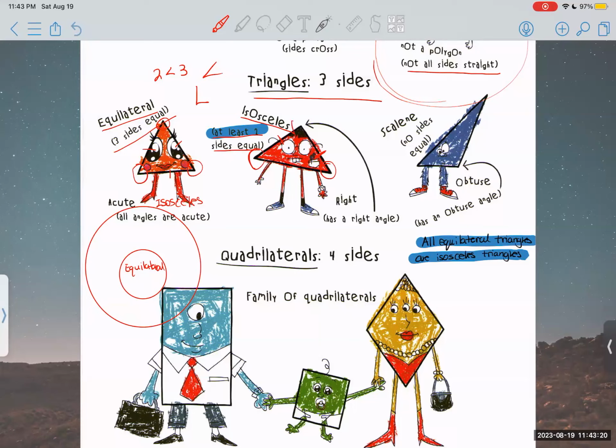And the other angle right here, in this case, it's a right angle. But it's not always a right angle. It doesn't have to be a right angle. Just in this case, it is. It doesn't always have to. We can have an isosceles triangle that does not have a right angle in it.